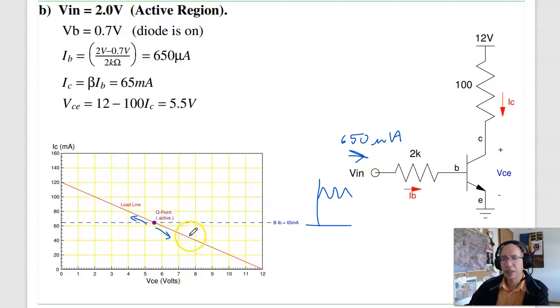So what happens is, I'm going to vary the base current right here. If the base current goes up and down, then the voltage, collector to emitter, goes up and down as well. And it's kind of inverted. As the input goes up, the output goes down. As the input goes down, the output goes up. So this is an inverting amplifier. But it's an amplifier. Sine wave in gives you sine wave out.